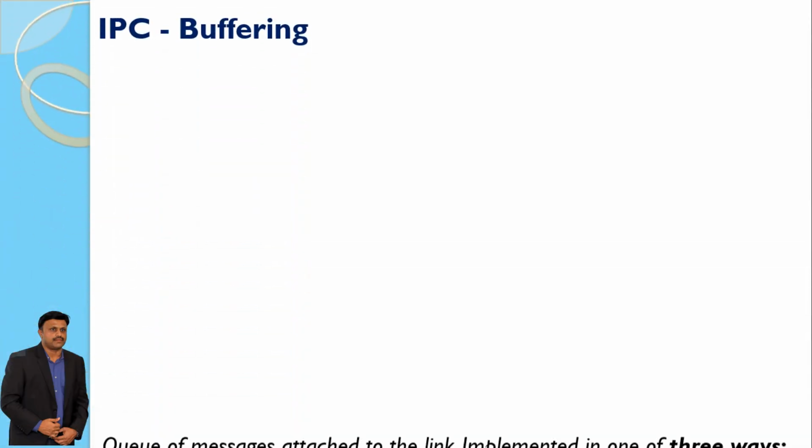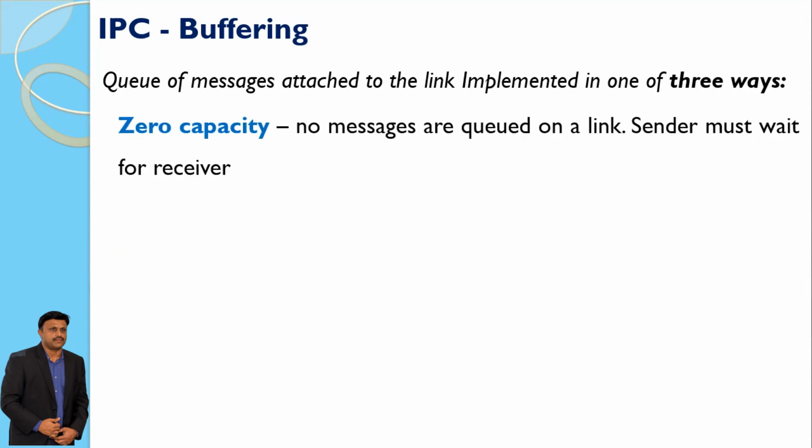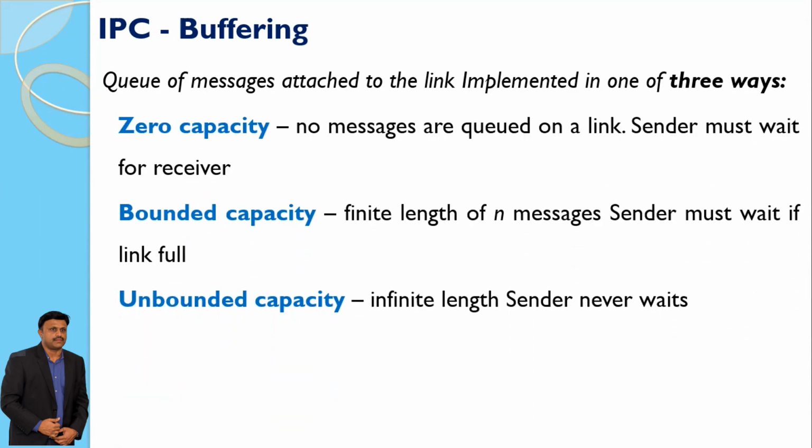Messages in indirect communication are directed to and received from mailboxes. Each mailbox has a unique ID, and processes can only communicate if they share a mailbox. The link is established only if processes share a common mailbox, and each pair of processes may share several communication links. The link can be unidirectional or bidirectional.